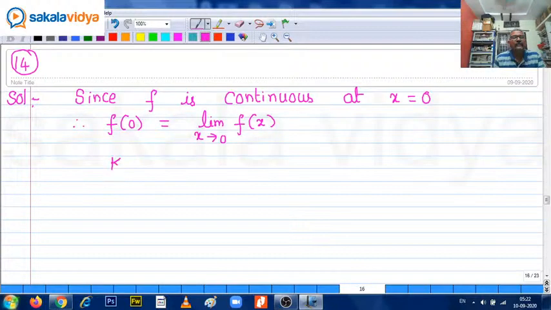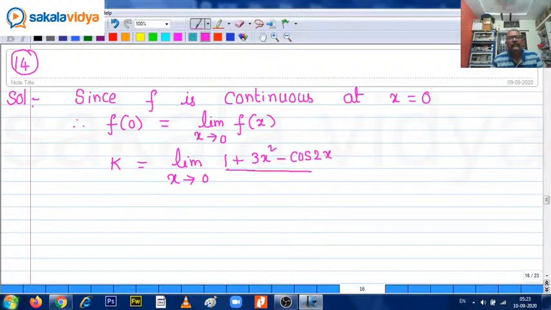So k equals the limit as x tends to 0 of (1 plus 3x square minus cos 2x) upon x square. Because x tends to 0 means x does not equal 0 only. That's why we need to consider it like this, as per the definition of the problem itself.